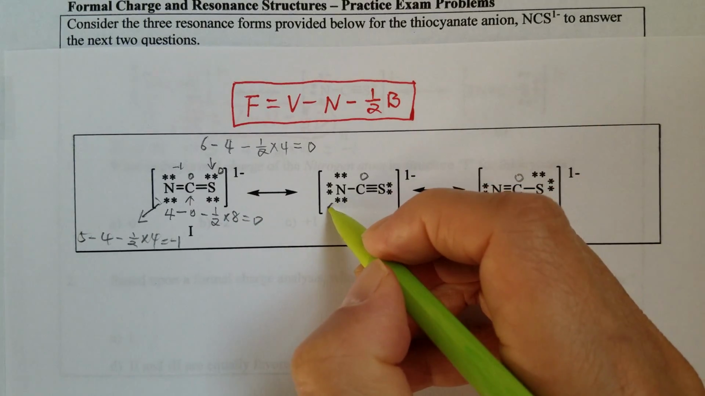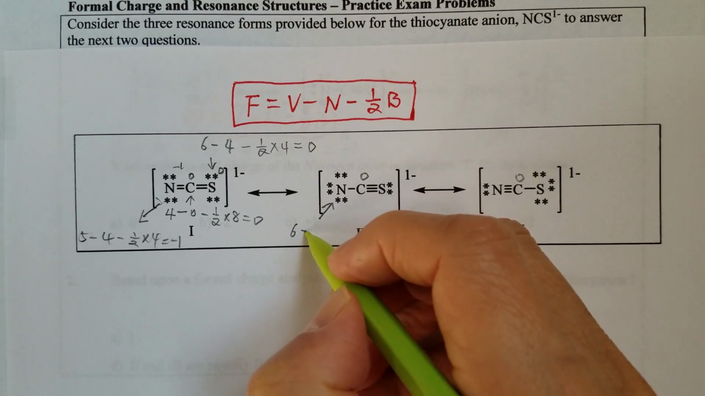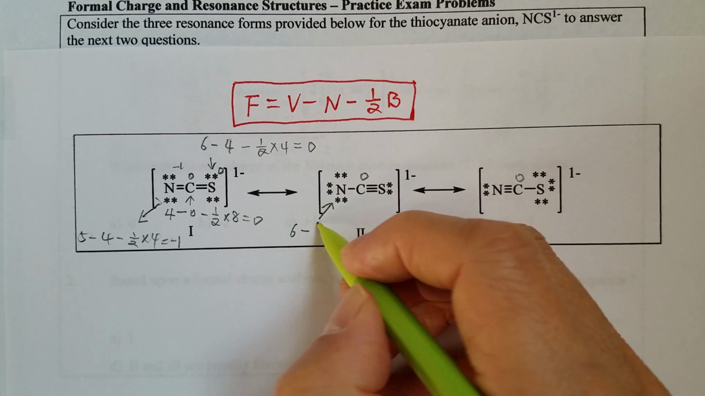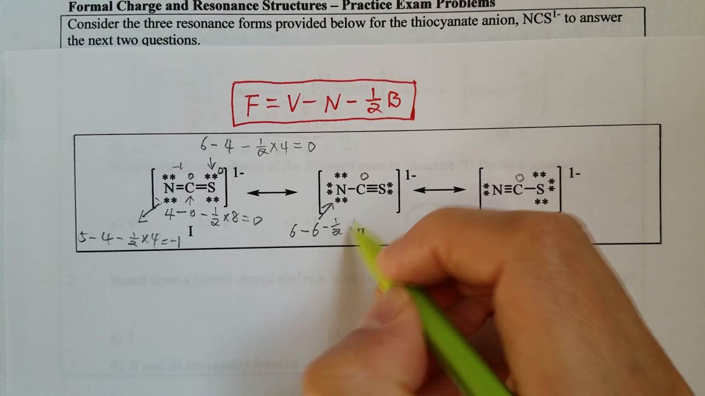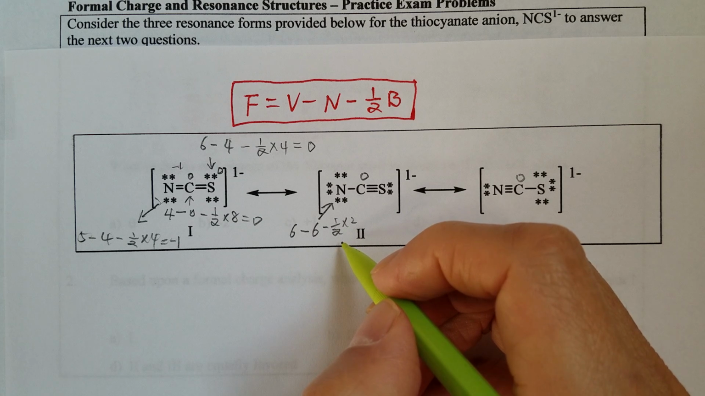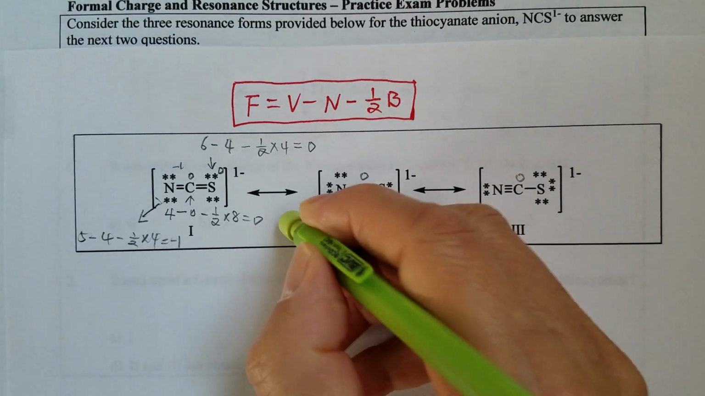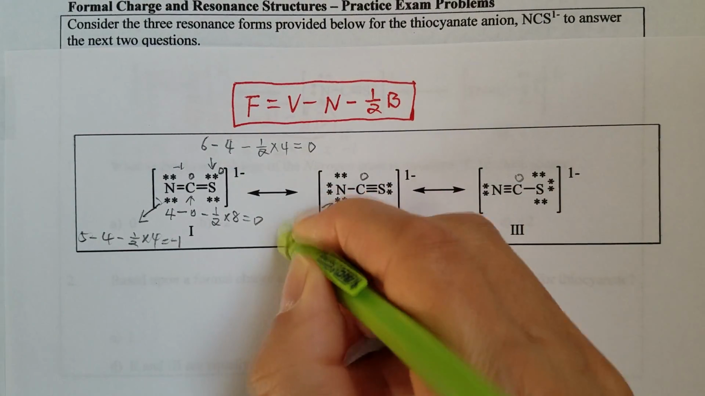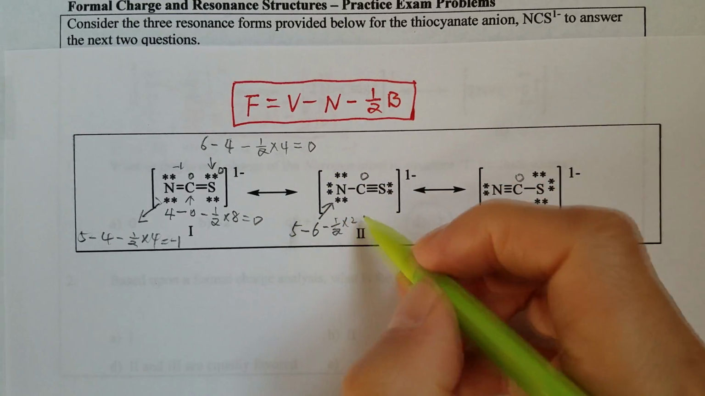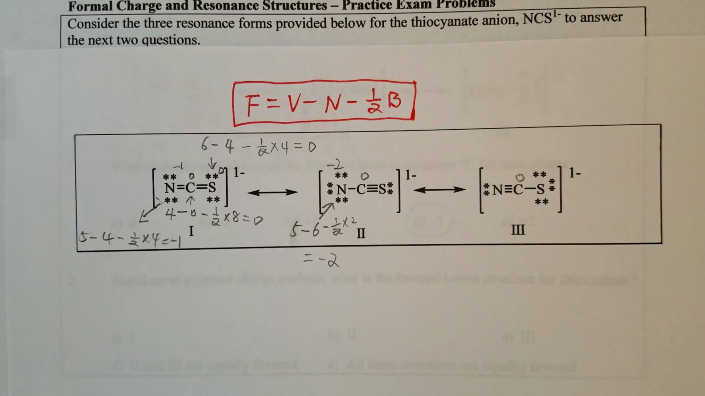So now nitrogen in structure 2, 6 valence electrons, and the non-bonding, that's 6. Then bonding electrons, only 2. Okay, sorry, this should actually be, it's in group 5A nitrogen, so there should be 5. And that should give us -2. So therefore, this one is -2.